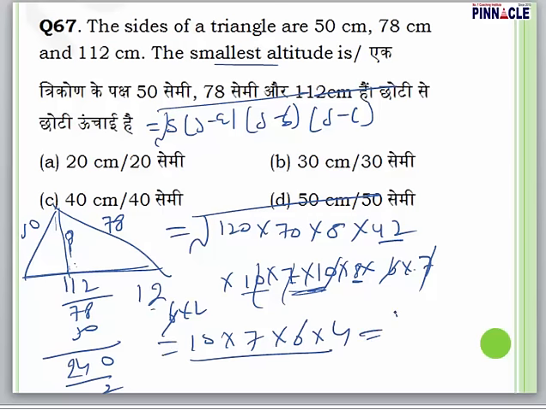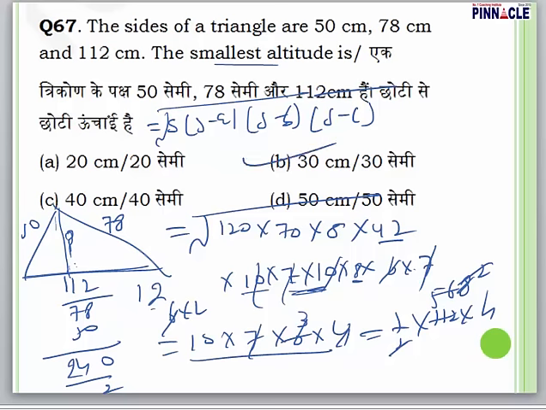So this should be the area, which is equal to 1 by 2 base into height. Base is 112 into height is h. In other words, you can write here 56. That is, h should be the answer. What we have done in this question is that first we have calculated the area of this triangle, which is a scalene triangle, by using Heron's formula, and then equated it to 1 by 2 base into height. So we could find in this way the value of height.